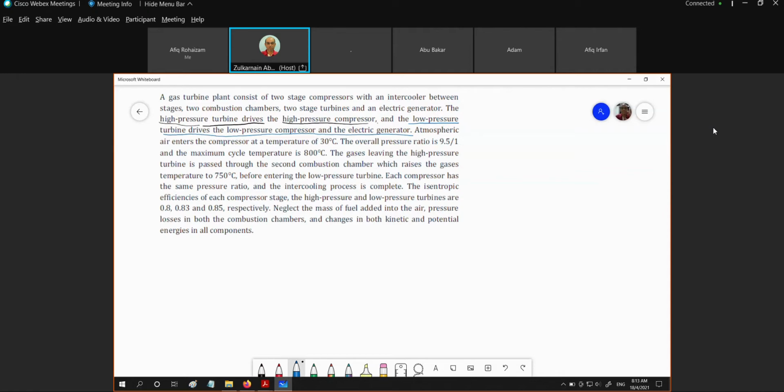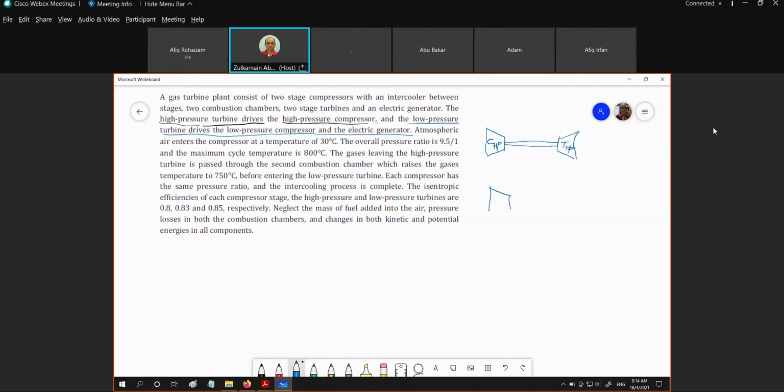So we have the high pressure compressor attached to the high pressure turbine, and this is the only description given about which turbine drives which component. Okay, so the high pressure turbine in this case will run the high pressure compressor. And then we have another shaft, and we attach this shaft with three components.